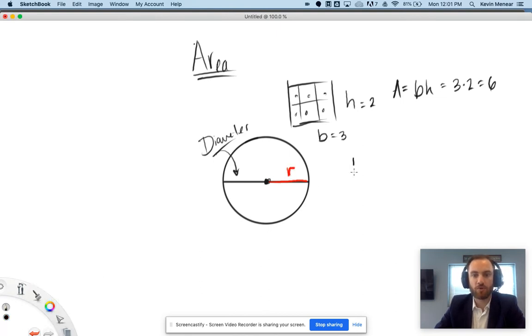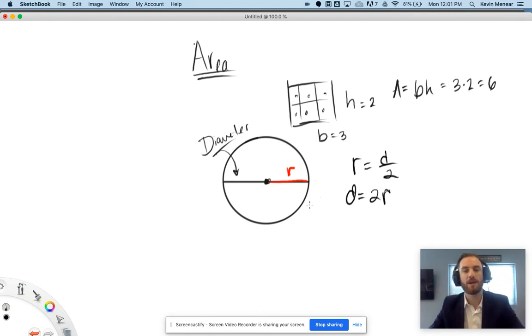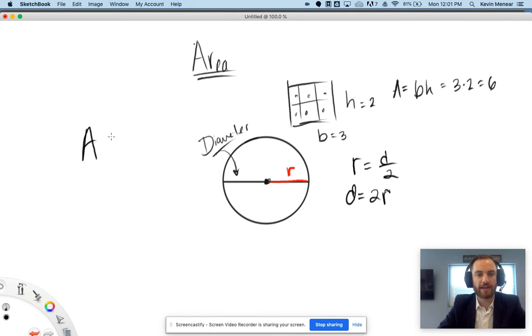Okay, so radius equals diameter d over 2, or in other words, diameter equals 2 times the radius. All right, cool. So once I know this about circles, the next question is, how do I find the area of a circle? Well, the area of a circle can be found by doing pi r squared.